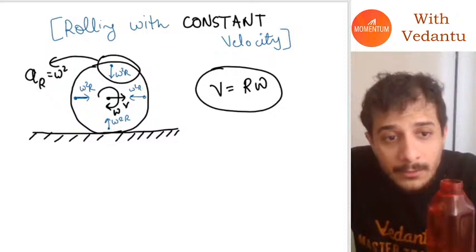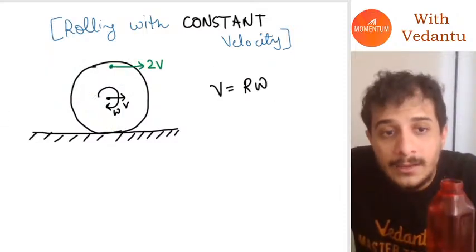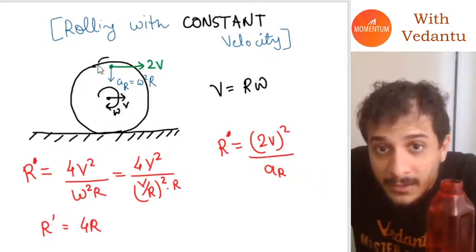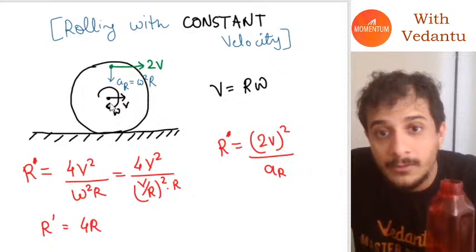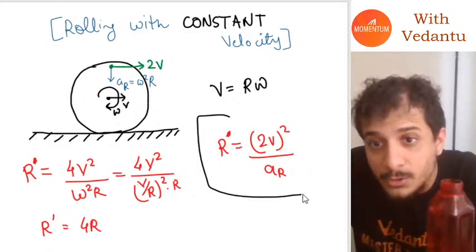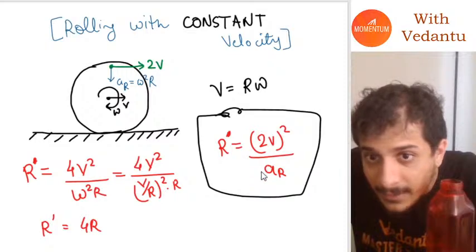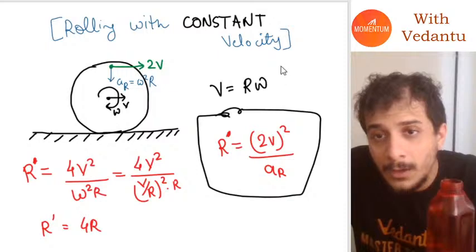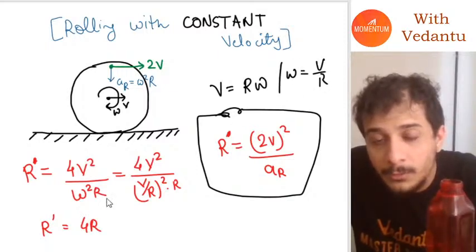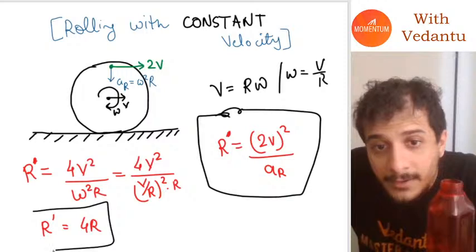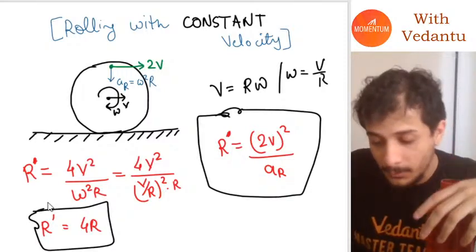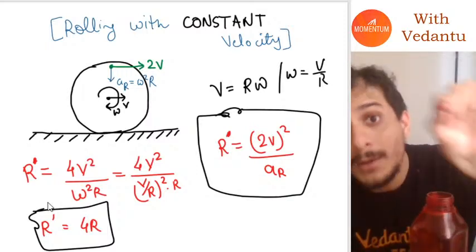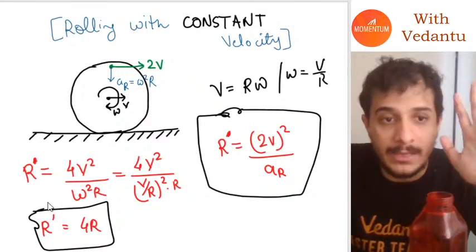So if the speed of the topmost point is always 2v and the acceleration of this point is equal to omega square r, I can easily calculate the radius of curvature of this point. Radius of curvature is (2v) whole square divided by the radial acceleration, or 4v square divided by omega square r. Now, if v is equal to r omega, I can write omega is equal to v by r and substitute in this equation. When I do, r dash will come out as 4r. That is it. This is the radius of curvature of that point, not of the body.